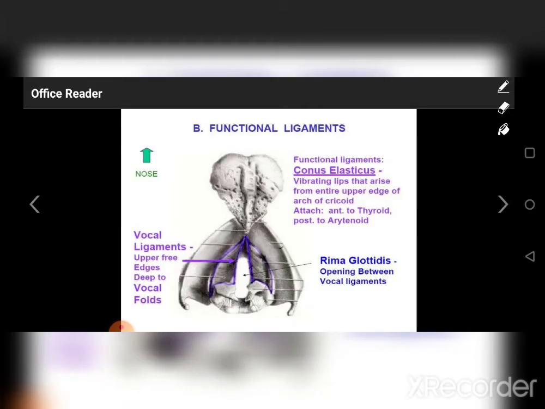Then the functional ligaments are conus elasticus. Conus elasticus is the vibrating lips that arise from the entire upper edge of the arch of cricoid, and they are attached anterior to the thyroid and posterior to the arytenoid. In the diagram we can easily see the conus elasticus. And the vocal ligaments, we have discussed in the previous slide. Rima glottidis is the opening between the vocal ligaments.